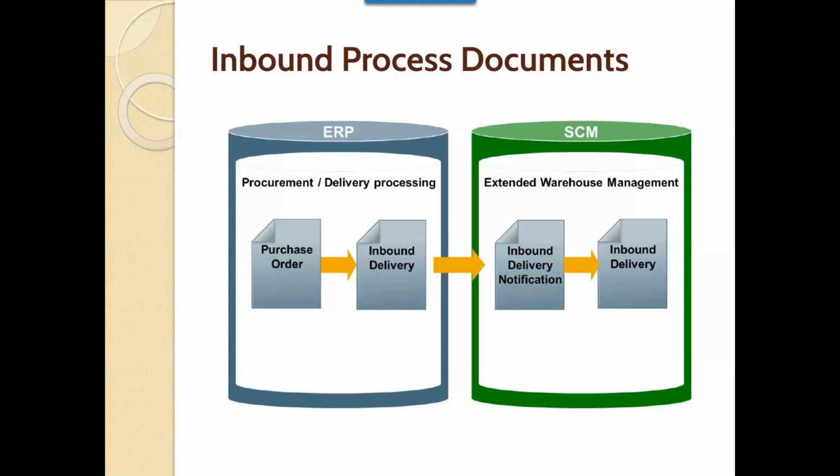So that's the reason. If it is S/4HANA including EWM, that system will have these process documents: purchase order, ASN, and then inbound delivery. Okay, that is about inbound delivery documents.